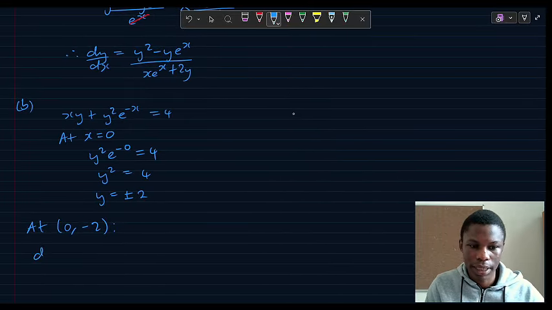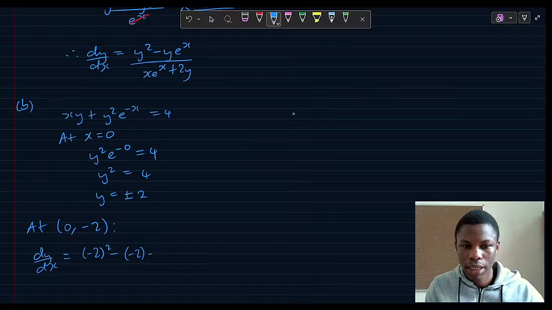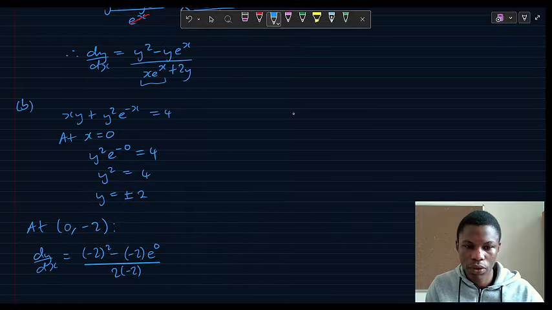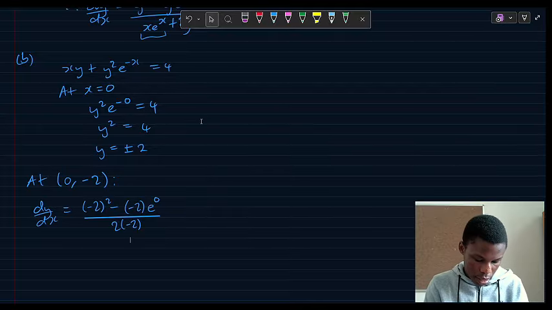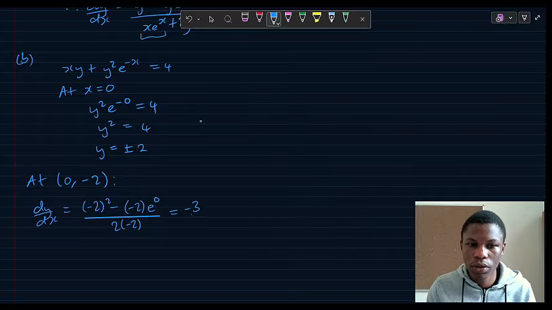So y is negative 2. I've got dy dx is equal to my negative 2 squared minus y, which is negative 2, e to the 0 all over x is 0. So this part here becomes 0 plus 2y, so 2 times negative 2. And if we punch this into the calculator, this is negative 2 squared minus 2 times 1 over negative 4. You get negative 3 over 2.